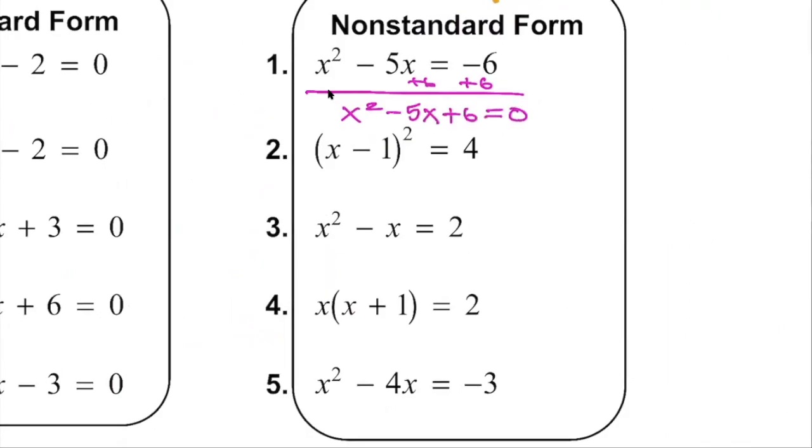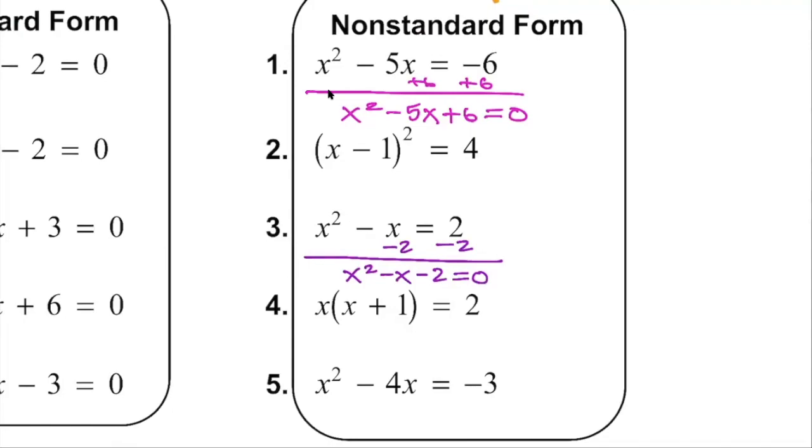equals 0. And so I'm going to start with all the easy ones, and then I'm going to work my way back. So next, I'm going to do number 3. So I have x squared minus x equals 2. In order to get 2 equal to 0, I subtract 2 from both sides. I get x squared minus x minus 2 equals 0.